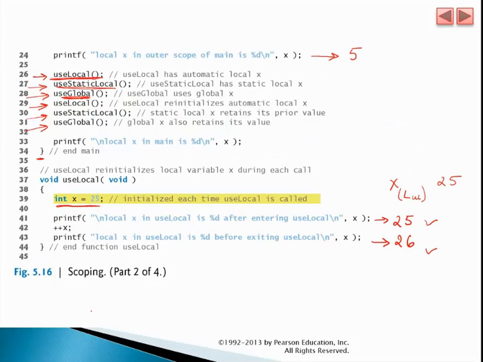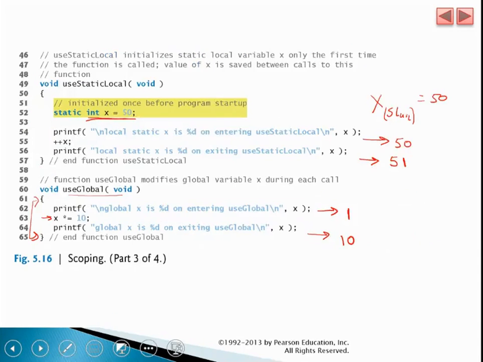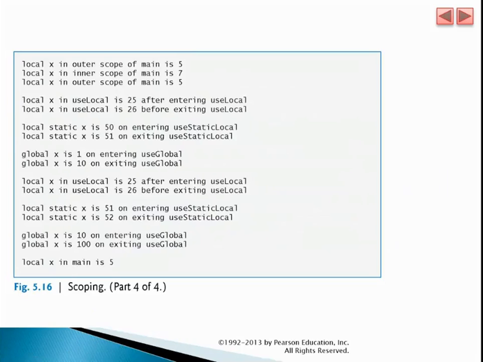So one time we have called use local, use static, and use global. Now let's see what will get printed. It is 25, 26, 50, 51, 1 and 10. So you can see 25, 26, 50, 51, 1 and 10. Till now we are done with the first call to all the functions.